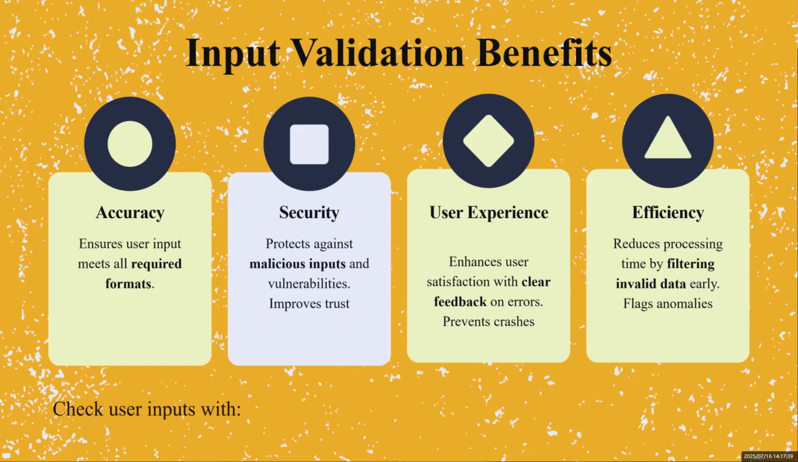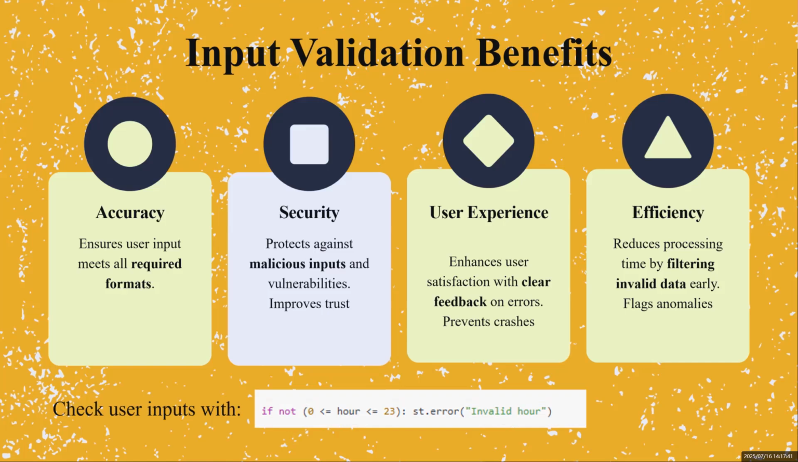Now let's see the user input. So what syntax is that? We can just put an if statement. So if not 0 is less than or equal to r, or less than or equal to 23, we set the st.error to state that it is an invalid r.